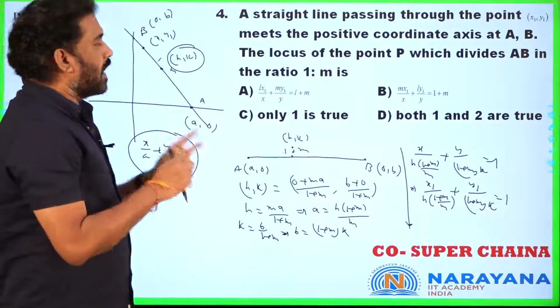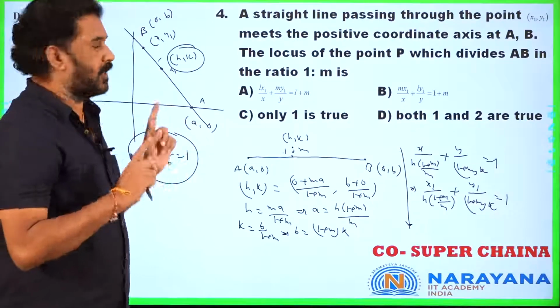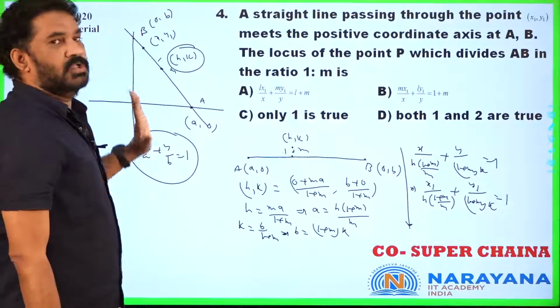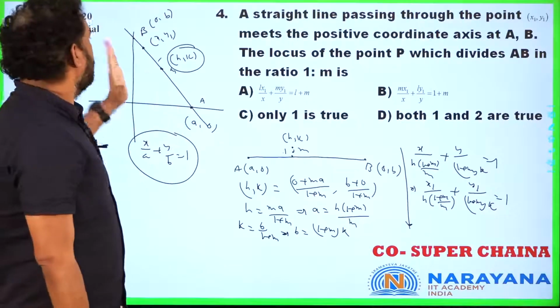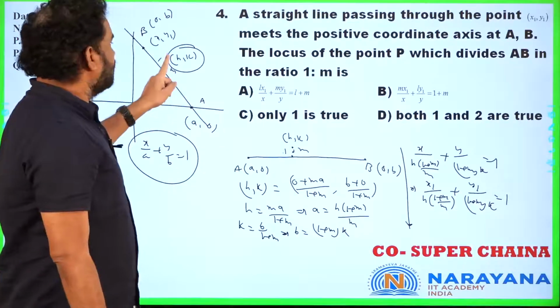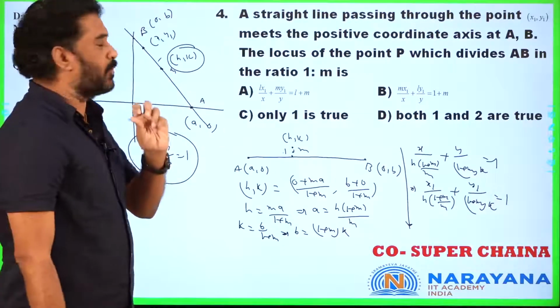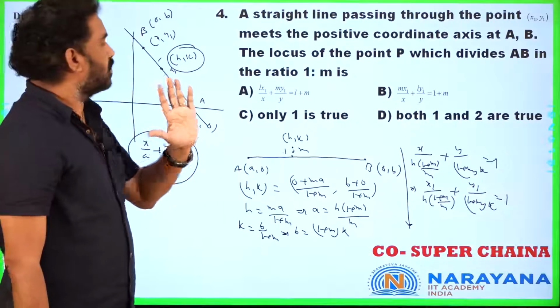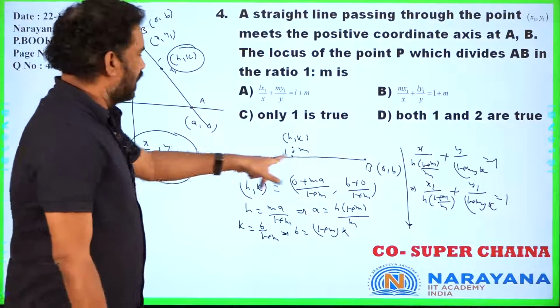So a line cuts the coordinate axes at A and B. What have I taken? x by a plus y by b equals 1. So A is (a, 0), B is (0, b). After that, the locus point, let it be h comma k, which divides the line segment AB in the ratio 1 is to m. So I have taken it like this.